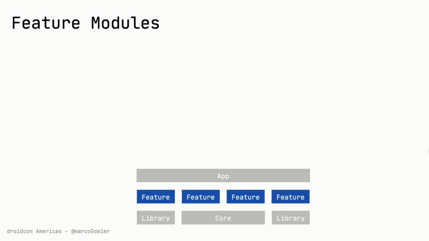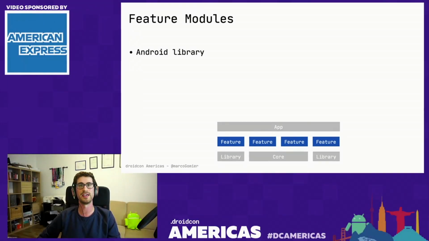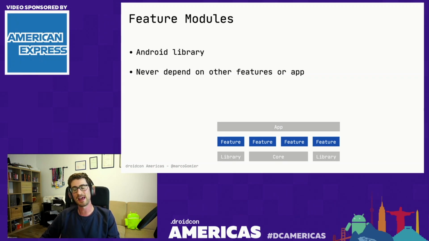Okay, in the feature level, instead, there are only Android libraries. And a feature is a module that contains all the code specific to a particular feature of your application. So, for example, all the code for, as I said before, the home, the profile, the onboarding, whatever you have in your application. A feature is an independent module, and it never sees and never depends on another feature or on the application. But of course, it can depend on one or more libraries, because the libraries are the building blocks of a feature.